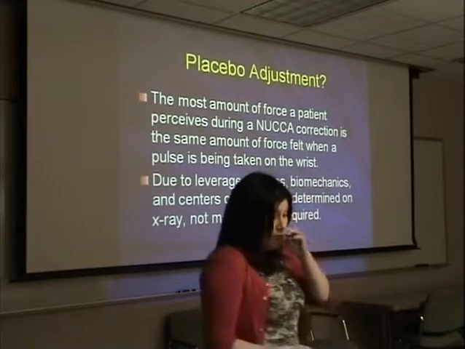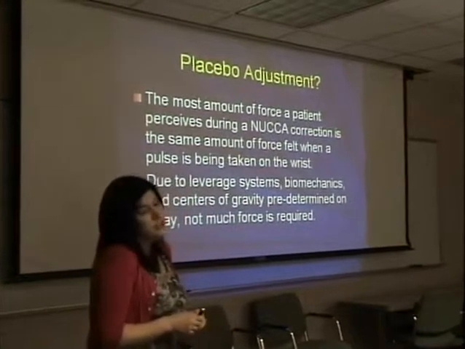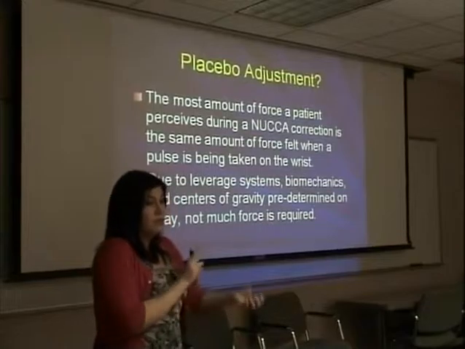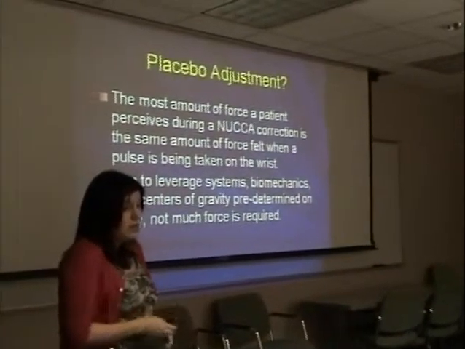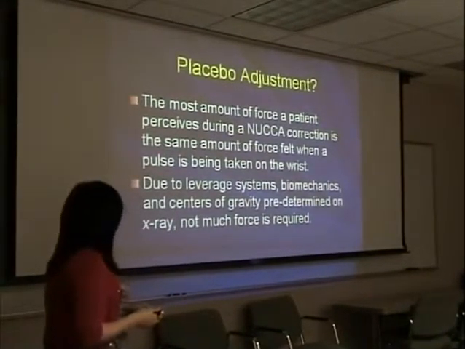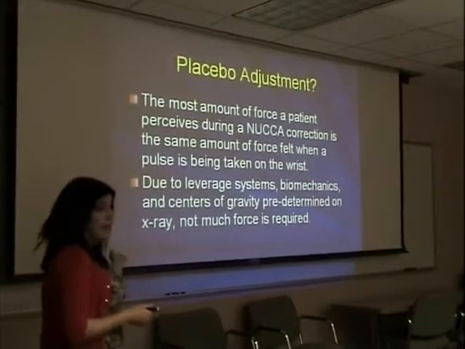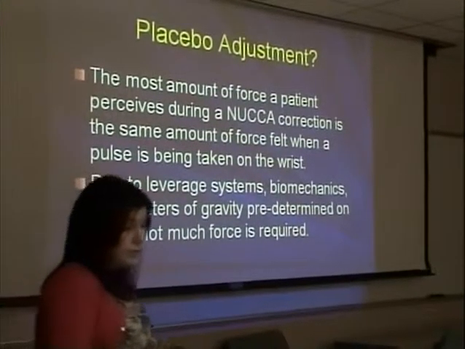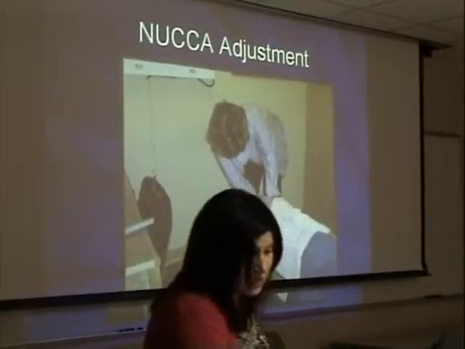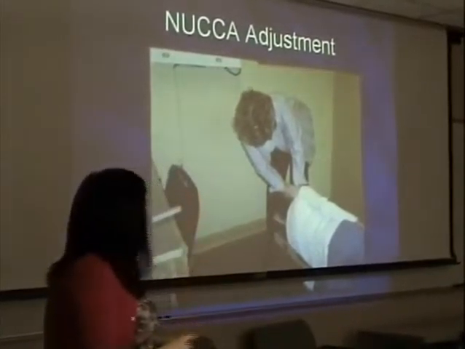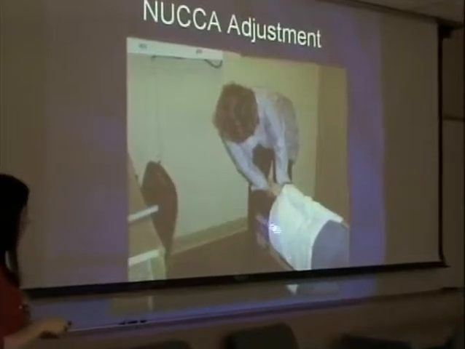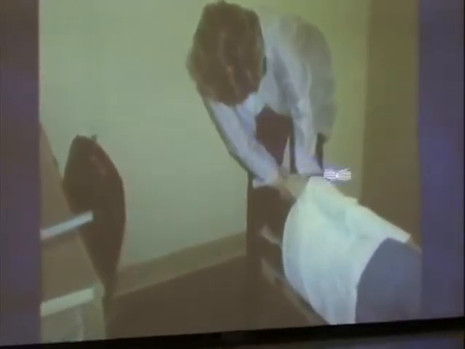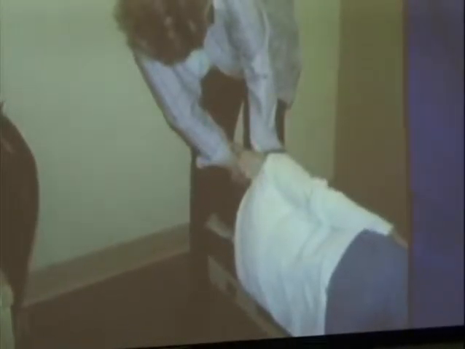The amount of force a person receives during their NUCCA correction is the same amount of force felt when someone is taking your pulse. Okay? And due to the leverage systems, biomechanics, and centers of gravity predetermined on the x-ray, out of those 10,000 ways I can misalign you, not much force is required. So this is what a NUCCA adjustment would look like. The person would lay on their side, and this is the doctor giving the adjustment. It's very, very simple.